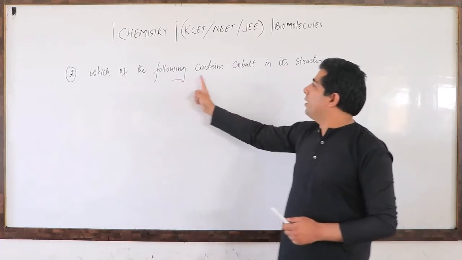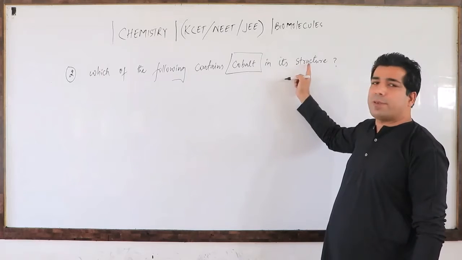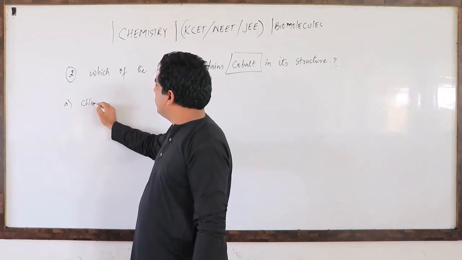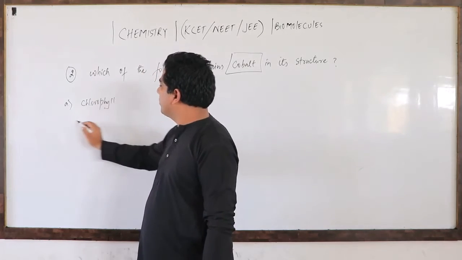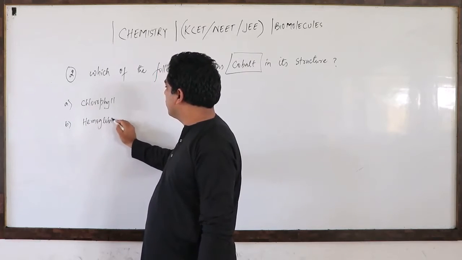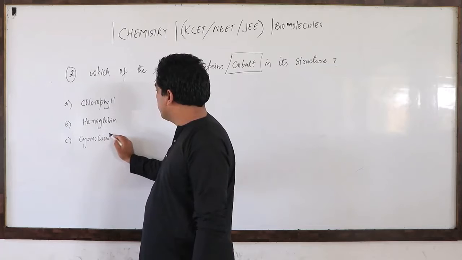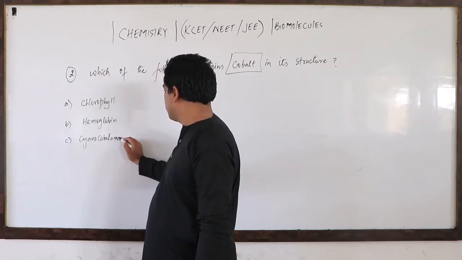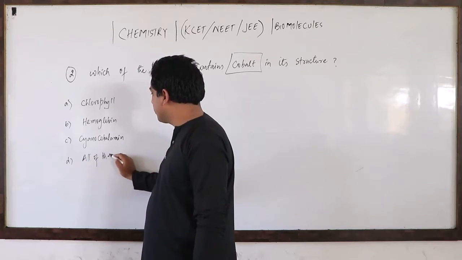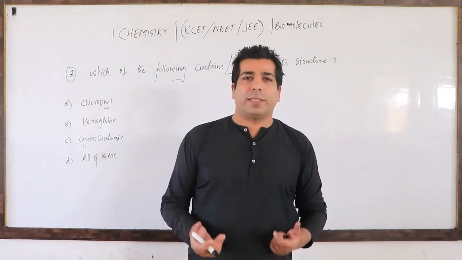Which of the following contains cobalt? So metal cobalt in its structure. Let me write down options for you. The first option I am writing here as chlorophyll. Second option I am writing as hemoglobin. Third option I am writing as cyanocobalamine, cobalamine. Then you have all of these. So tell me, which one among the following contains cobalt in its structure?